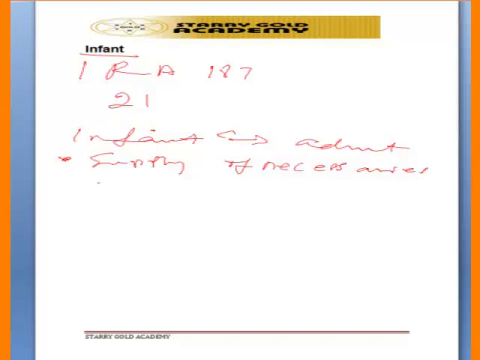Take for example, we have the issue of clothes, we have the issue of food. Where an infant is hungry and orders food, the infant must pay for that food. But this food must be supplied at the time the infant is in need of that food. We have the case of Nash versus Inman.